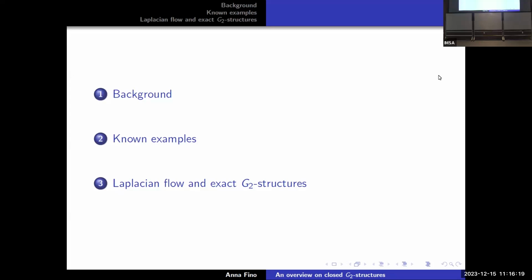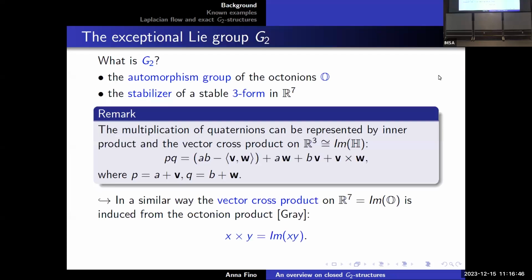So let's start. First, I will give some background about G2 geometry, known examples, some constructions that I obtained in that direction, and also some general results related to the Laplacian flow, the geometric flow which involves a special type of G2 structure, called closed G2 structure. In particular, I will say some results about exact G2 structures. So the idea is to present an overview and also to present an open problem related to that.